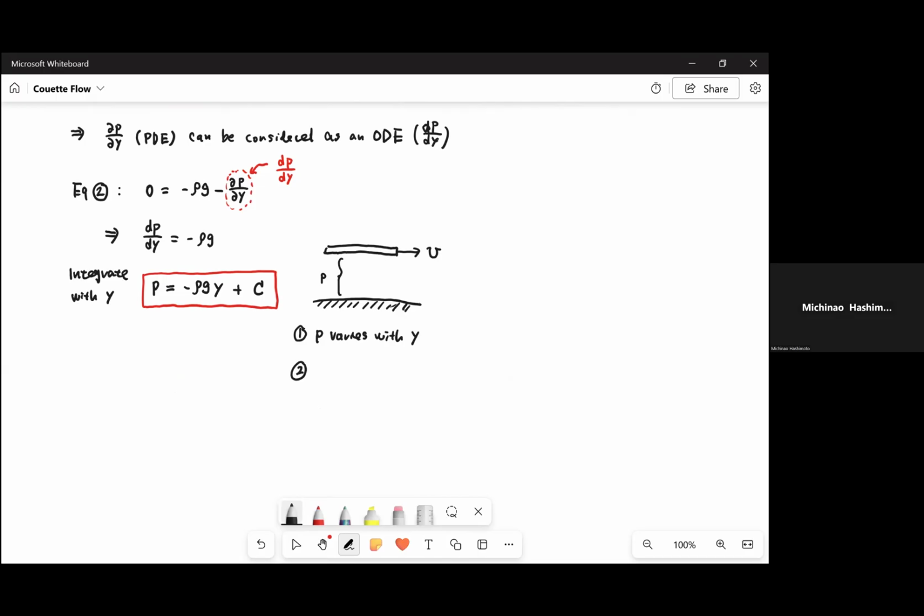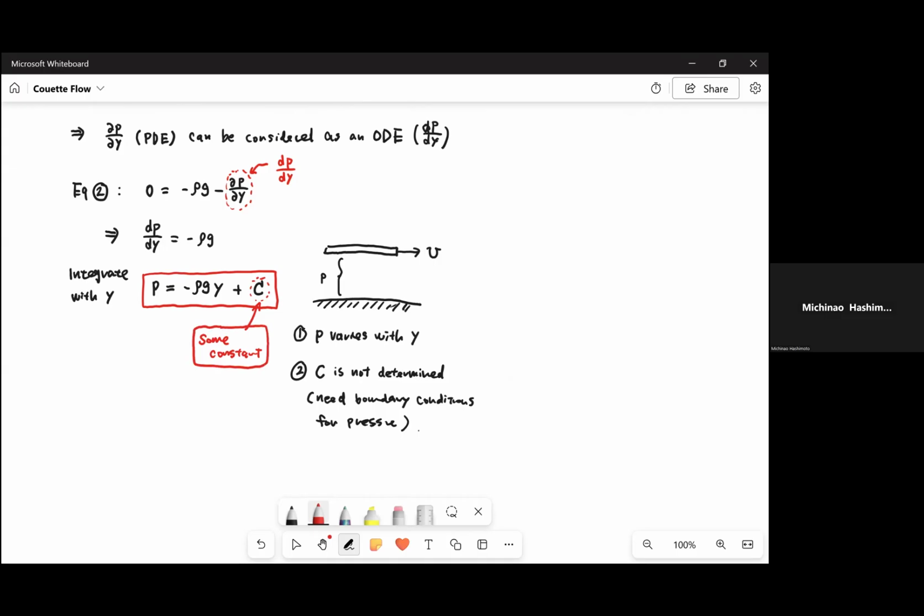Another thing you can say here is, we don't know the value of C. C is not determined. We just need boundary conditions for the pressure. At this point, we don't know. This C is coming from the integration constant, right? This is some constant which cannot be identified with the given information in this particular problem.